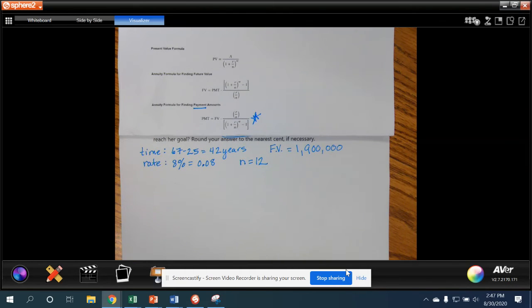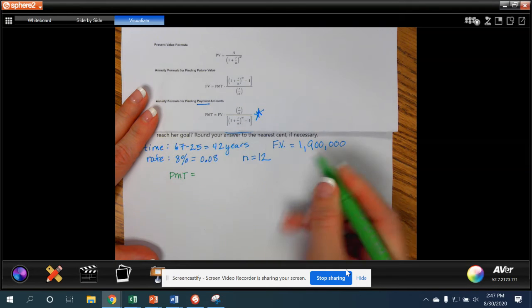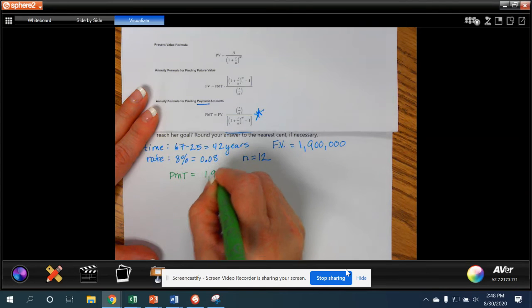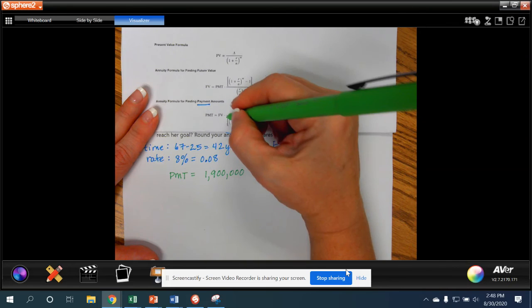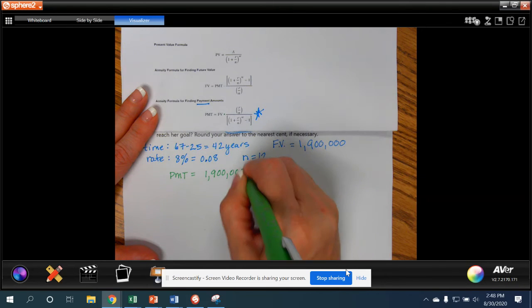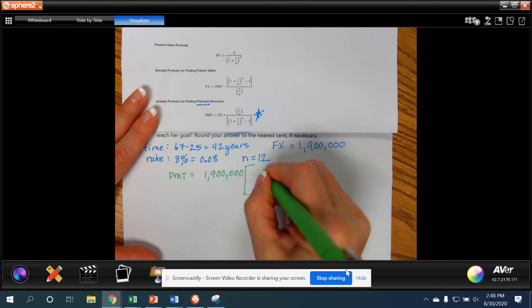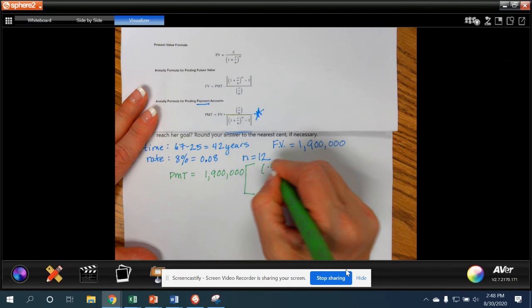So my payment, PMT, is going to equal my future value, which is 1.9 million. So I'll write it out though. And there's a little dot here. It's kind of hard to see on my paper. That means multiplication. I'm going to use a bracket for that. We have the numerator and the denominator. So in the numerator, I got the rate, so 0.08 divided by n, which is 12.